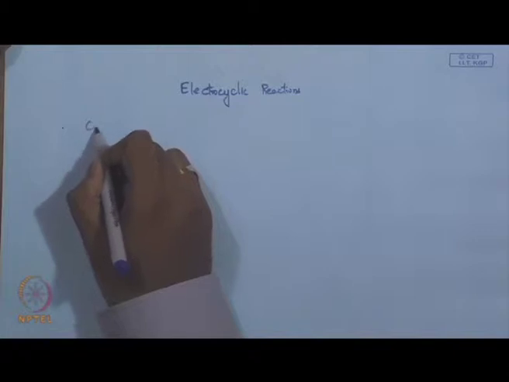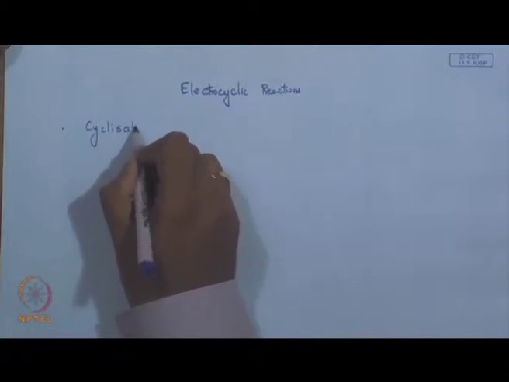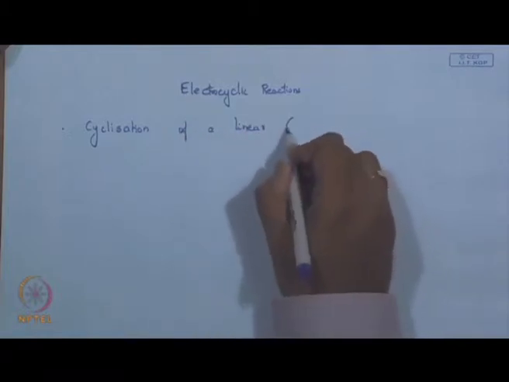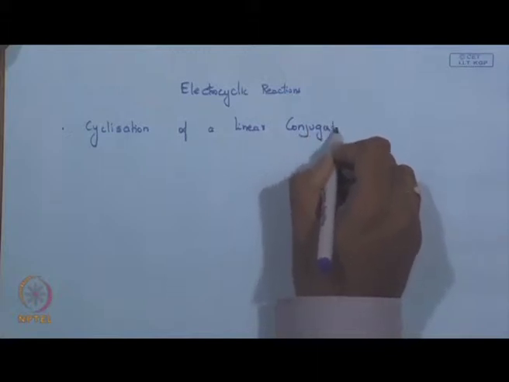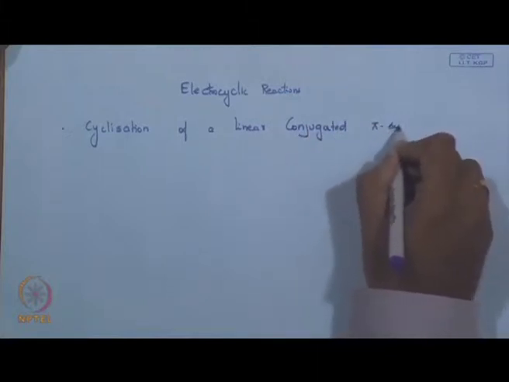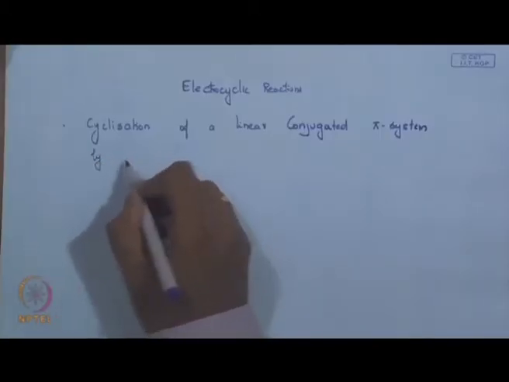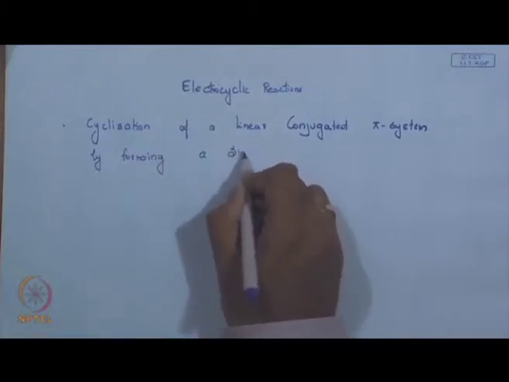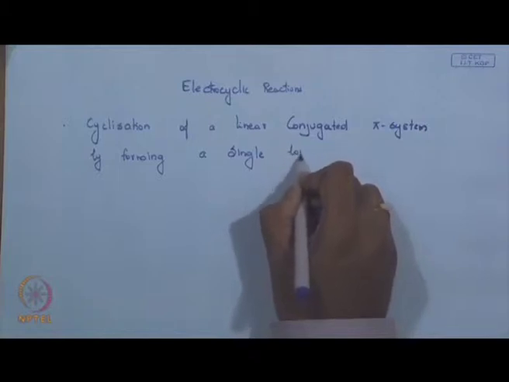So, basically what is an electrocyclic reaction? How do you define an electrocyclic reaction? Simply saying, it is a cyclization of a linear conjugated pi system. Nothing but a cyclization of linear conjugated polyene pi systems by forming a single bond. So, that is how you can define an electrocyclic reaction.